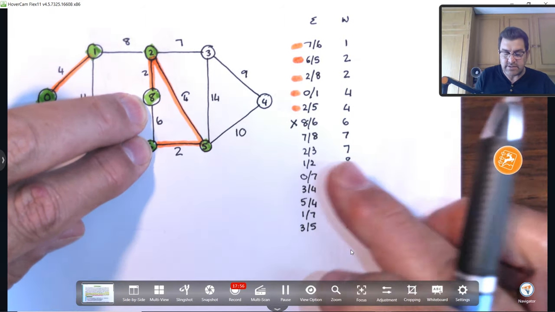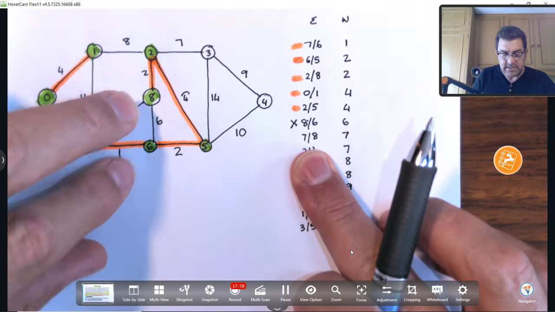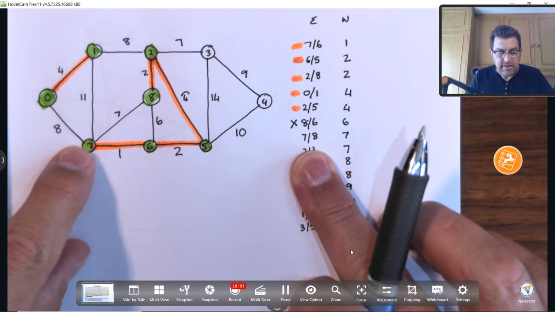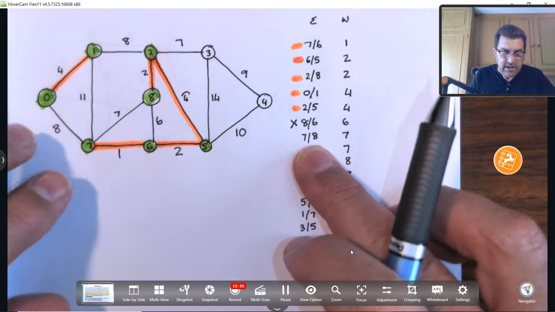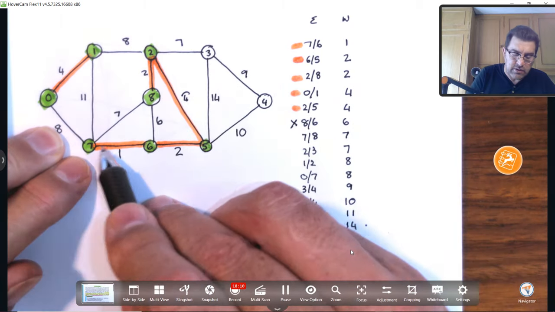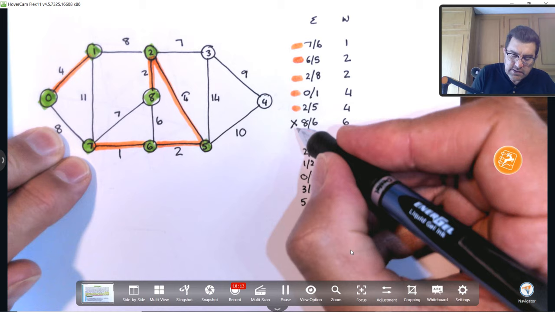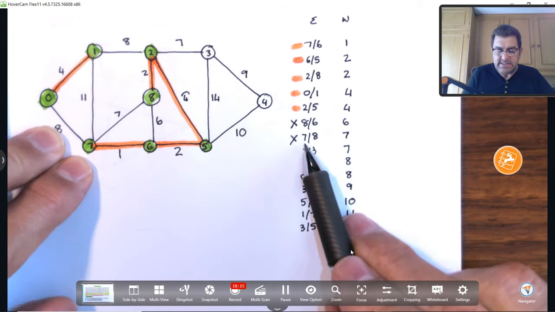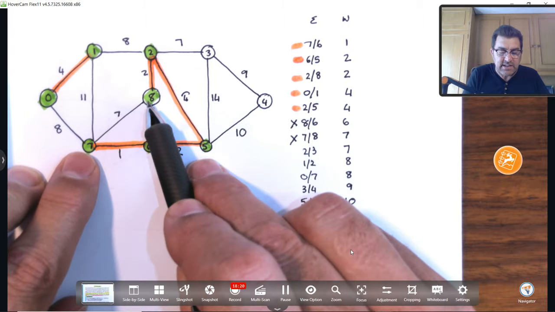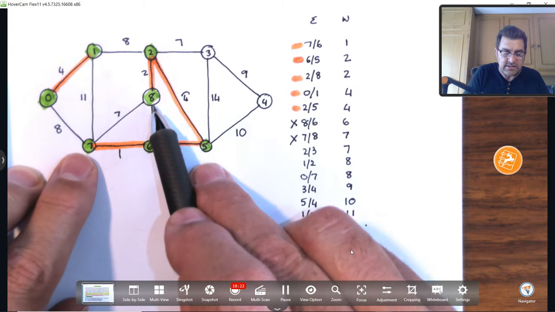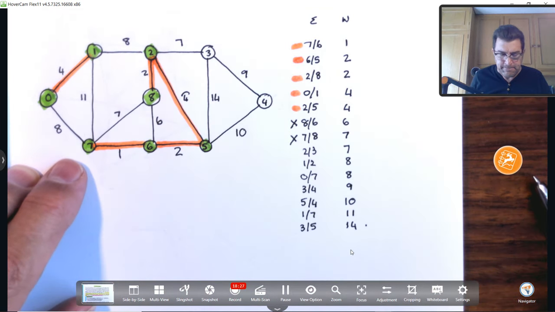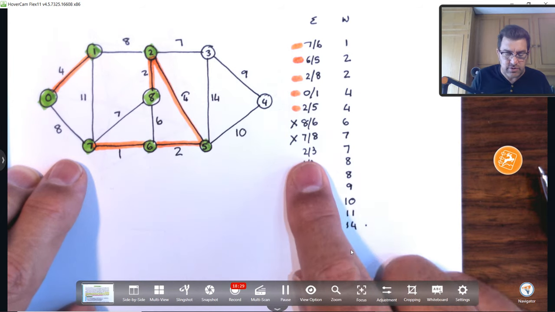I go to the next one, 7, 8. Vertex 7 is here, vertex 8 is there. Now if I choose 7, 8, folks, you can see that I will have a circuit. So I'm also not going to choose the edge 7, 8, because it will form a circuit. It's for the same reason that I did not choose 8, 6.